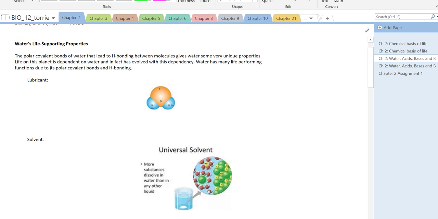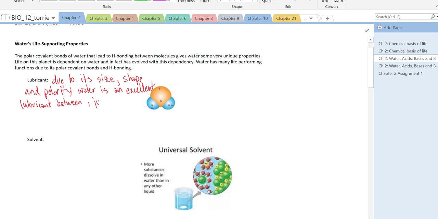Due to its size, shape, and polarity, water is an excellent lubricant between joints, muscles, and other tissues where movement is involved.